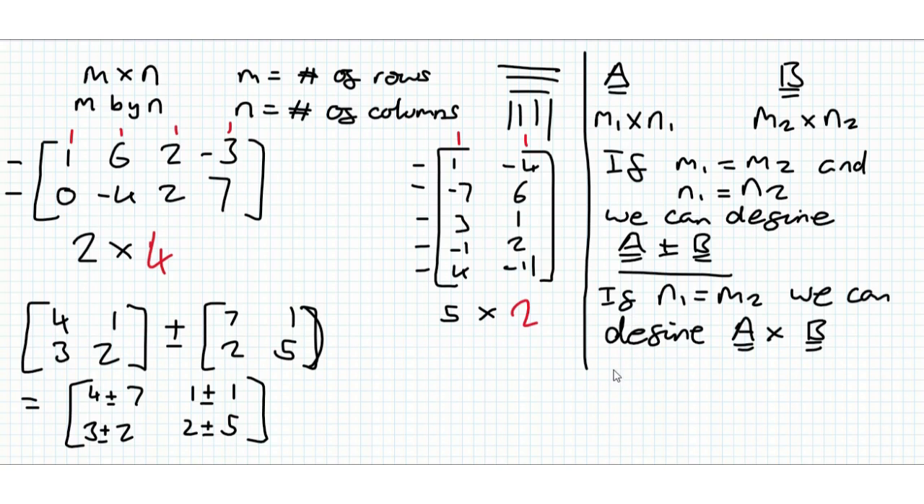And A multiplied by B returns an m1 by n2 matrix.